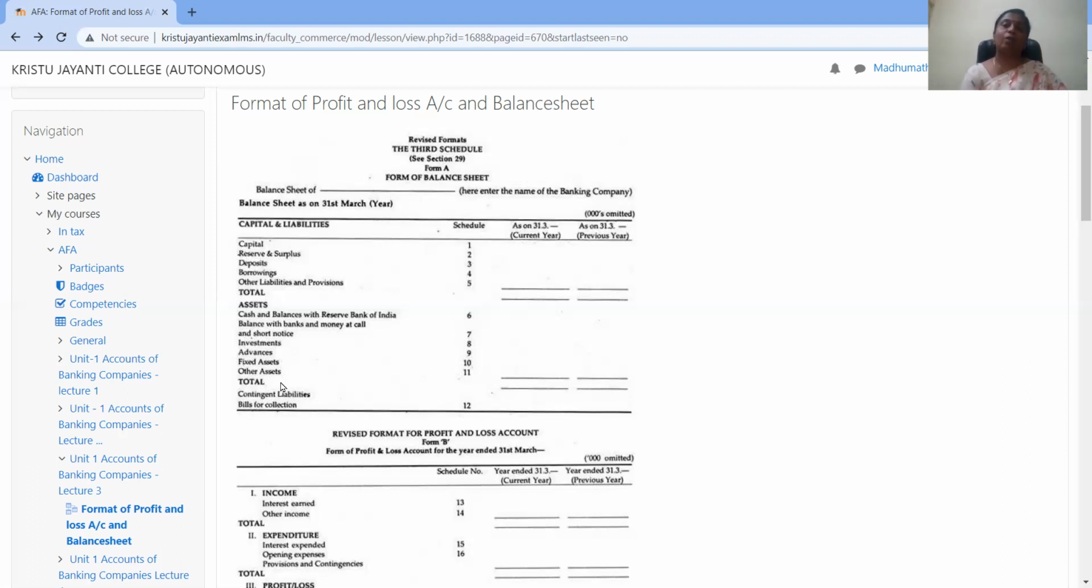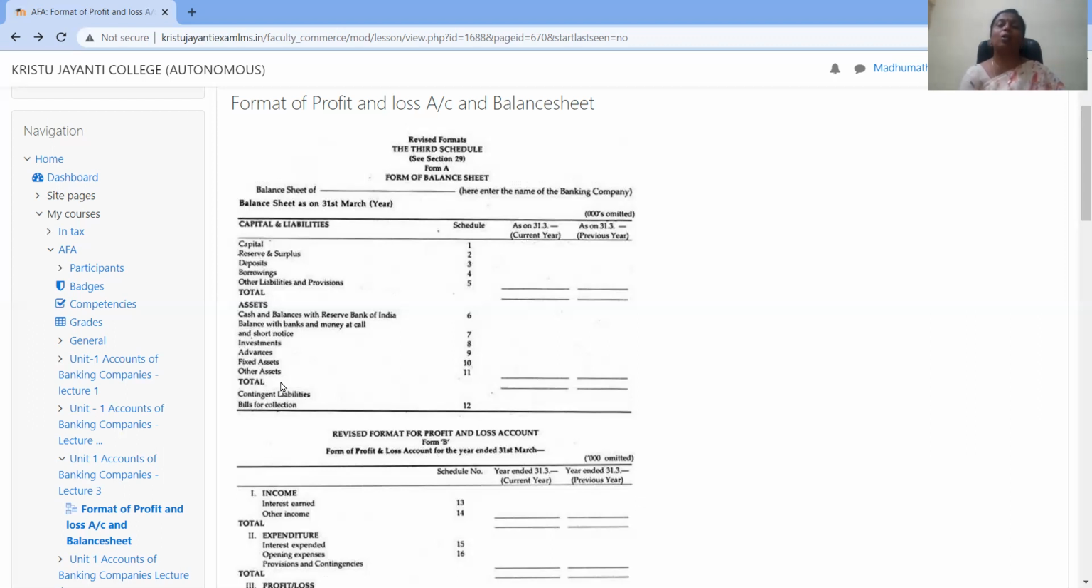Being a bank, if you have any kind of fixed asset, for example, a computer, that will be your fixed asset. To run your banking activity, you may own a building. So that will become again an asset. That will be reflected under your schedule number 10.